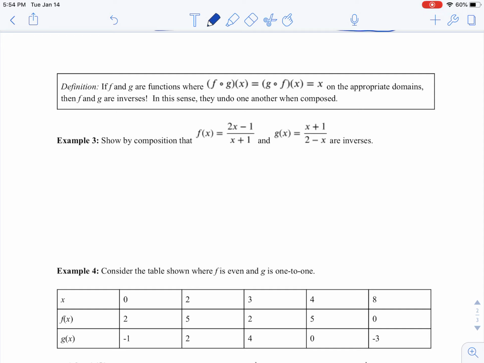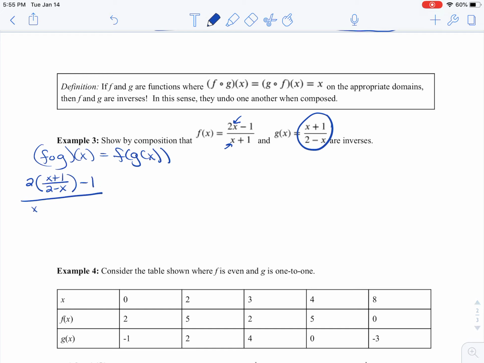So here in our third example, we want to show that f of x and g of x, as they're given here, are inverses. Remember, f composed with g of x, I like to write it like this: f of g of x. That means we're going to plug g of x into f. So everywhere there's an x here, I'm going to plug in this whole function, g of x. So it's going to give me 2x plus 1 over 2 minus x, minus 1 over x plus 1 over 2 minus x, plus 1.